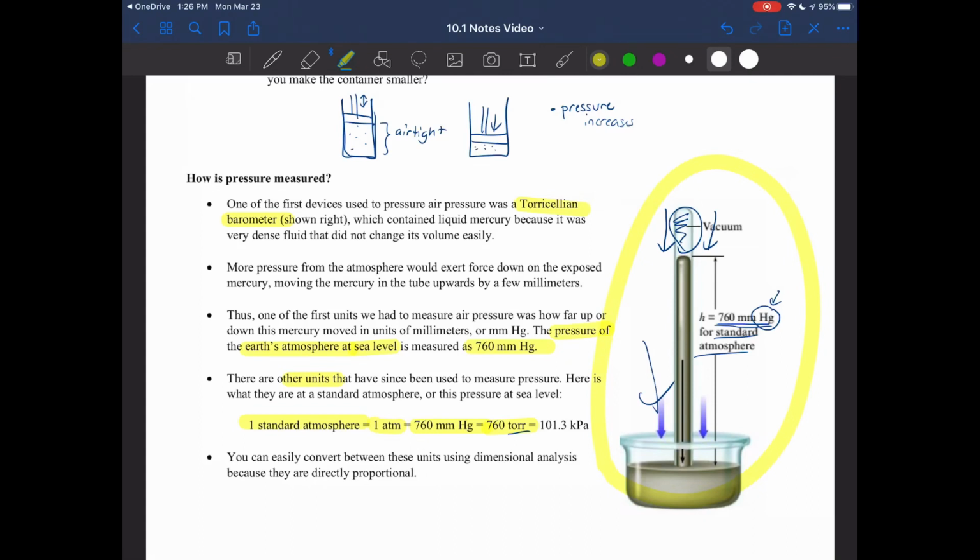Finally, in physics, they like to work with different units. They like to work with pascals. So another common unit of pressure is 101.3 kilopascals, or kPa. That is equivalent to the pressure of the atmosphere at sea level. So you can actually easily convert between all these units using dimensional analysis with all of these conversion factors right here. It's all just one big conversion factor. They're all directly proportional, so all you need to do is set up a fraction, and I'll show you now.